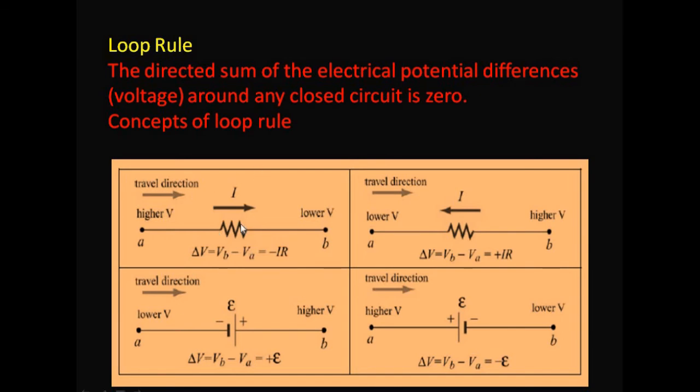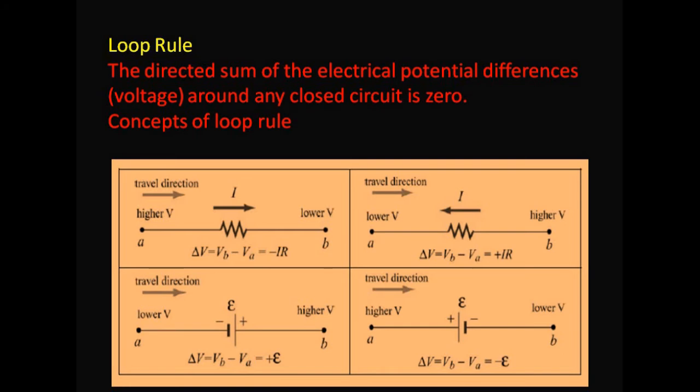Here, this is the case of a resistor. You know that when a current I passes through a resistor R, the potential drop across the ends of the resistor is IR. But now we have a question whether it is plus IR or minus IR. So we have to have a concept on that.